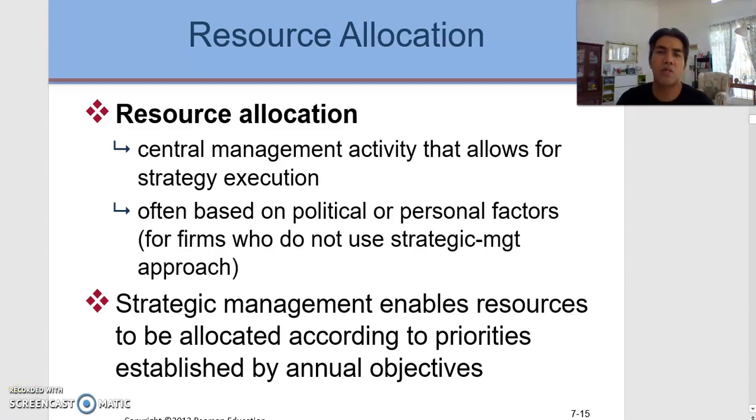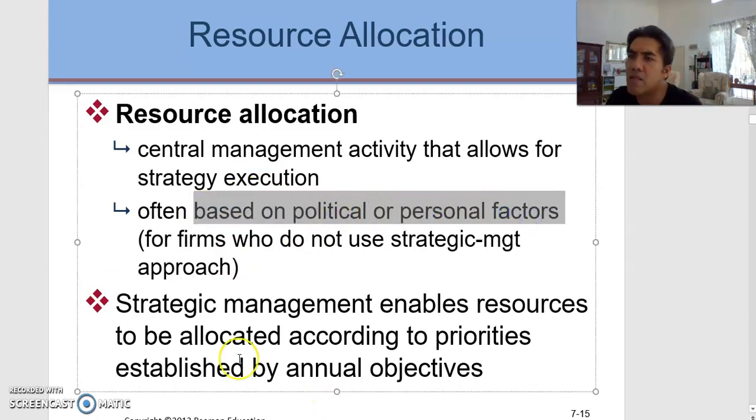The third element, we talk about resource allocation. This is a central management activity that allows for strategic execution, often based on political or personal factors for firms who do not use a strategic management approach. Meaning that when you don't use this scientific approach to distribute the resources within your departments, people often go by political or personal factors. They would give their favorite departments a little bit more as compared to non-favorite departments, for example. And then strategic management enables resources to be allocated according to priorities established by annual objectives.